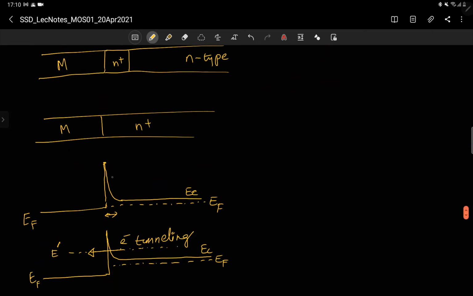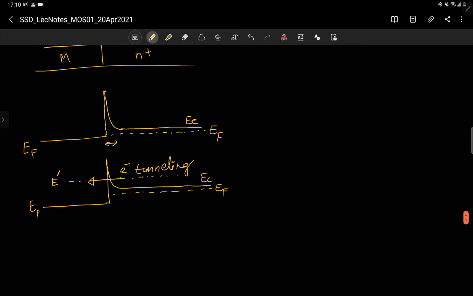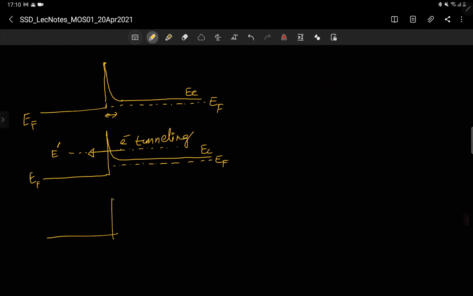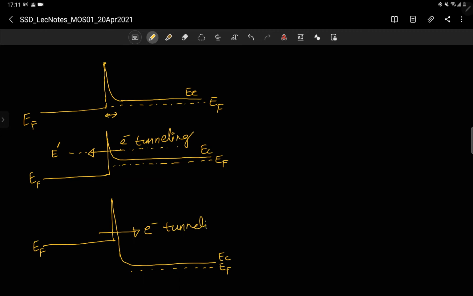In the reverse bias also, this field only will increase, thus increasing the tunneling current. So even in the reverse bias, the Fermi level will go down further like this because you have applied reverse bias. So this is EF, EC. So this is EF on metal side. And at that time, electron tunneling will happen here in this direction. And that current also will be very large. Okay, so this also current will be very large.